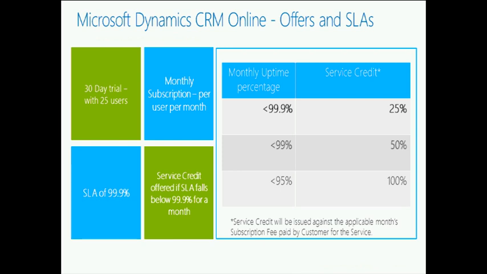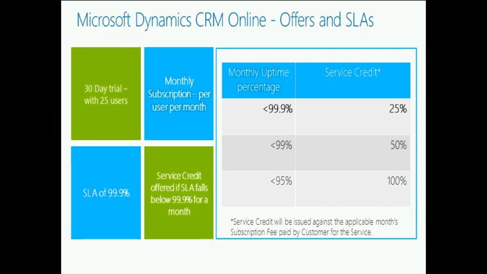When you first sign up for the 30-day trial, it'll give you 25 users. With those 25 users, you get a 30-day free trial, and then you can purchase right on the web. Or if your customers are through volume licensing or an enterprise agreement, they can purchase CRM Online through those avenues as well. It is a monthly subscription, so it is per user per month.